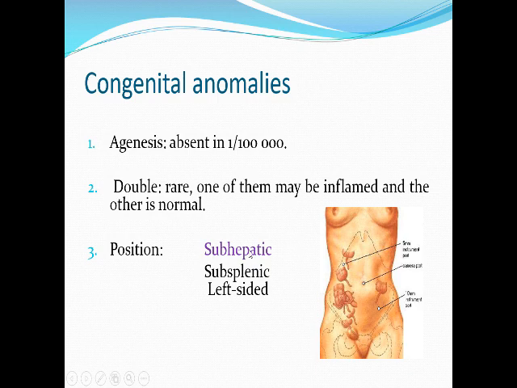In very, very rare situations, you might find the appendix on the left side like that, in a patient with situs inversus totalis. I have seen maybe two or three cases maximum in my life, and thank God the patients knew before the surgery that they had situs inversus totalis. They told me they have the apex of the heart on the right side, not on the left side, something like that. Agenesis or a double appendix are also rare situations. I'm not interested in undergraduates knowing these, but these are the congenital anomalies: subhepatic and situs inversus totalis.